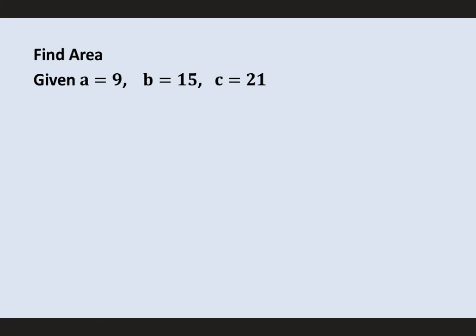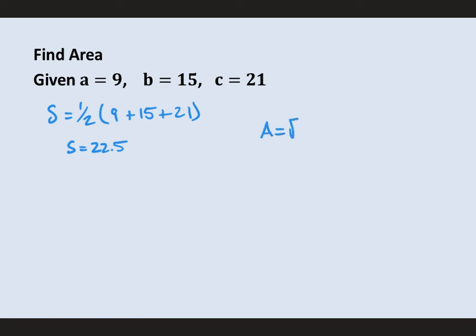So first thing we're going to do is find our semiperimeter. To do that, we're going to say S equals 1/2 of A plus B plus C. So that's 9 plus 15 plus 21. Use your calculator for that. You get 45. You're going to divide the whole thing by 2, and you get your semiperimeter is equal to 22.5.